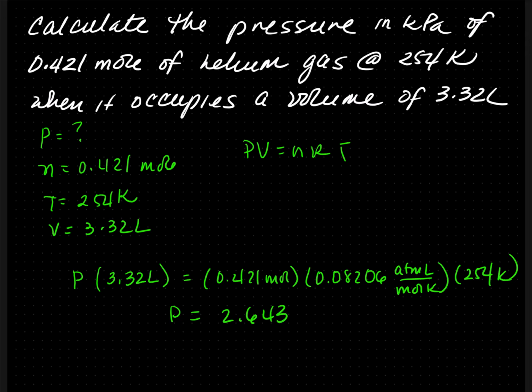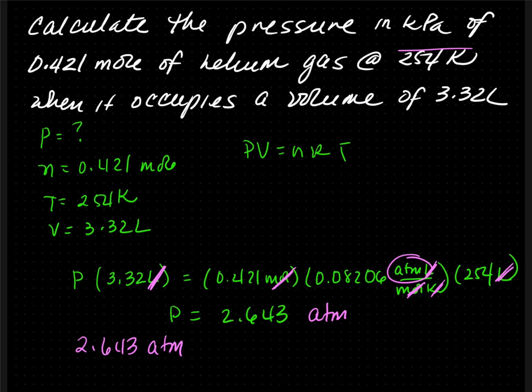So P is equal to 2.643. This is in units of atm, because if I simplify the units, there's a liter on this side and a liter on top, that cancels out. A mole on top and a mole on bottom cancels out. A Kelvin on bottom, Kelvin on top. So the unit we are left with is atm. The answer we want is in kilopascals, so we need to convert.